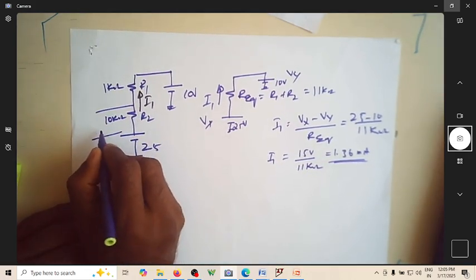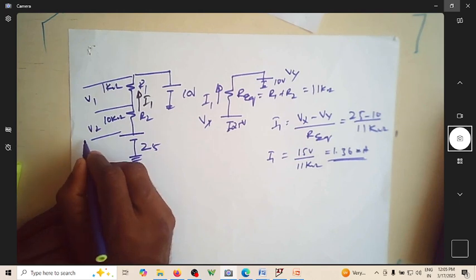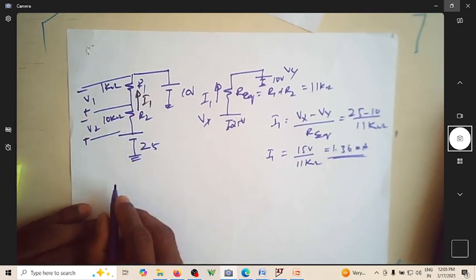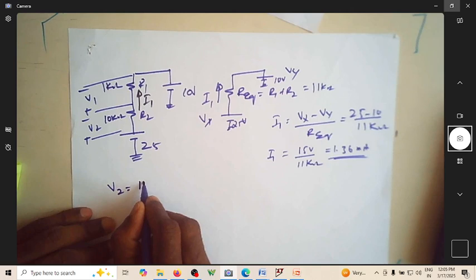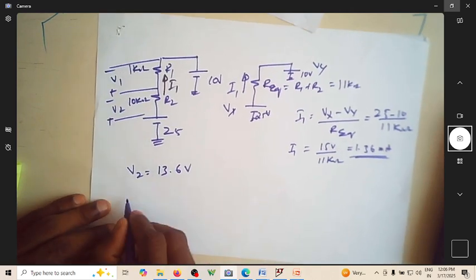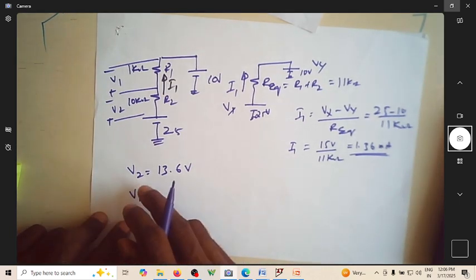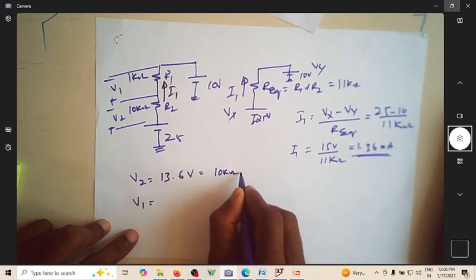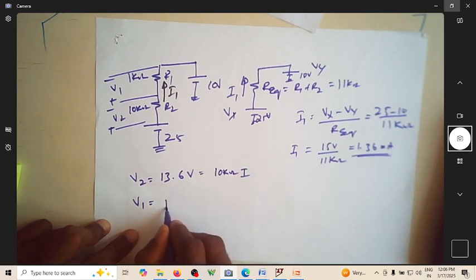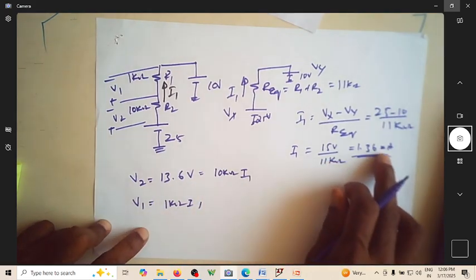So what is the voltage across these? If I say these are V1 and V2, with plus and minus, what is V2? V2 is 10k into this current, which will be 13.6 volt. How much is V1? It is 1k multiplied by the current I1.